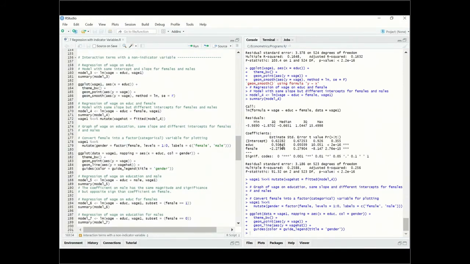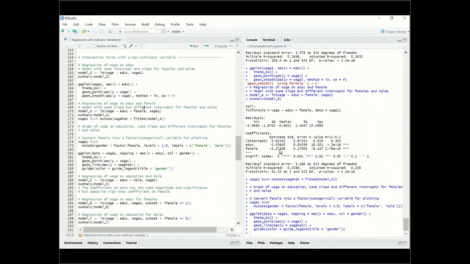So it's the same slope for males and females, or the same effect of education on wage for males and females, but we have different intercepts because female is entering as an independent variable. So this is the intercept for male, and for females, the intercept is this one plus this one. That would be a different intercept for females.